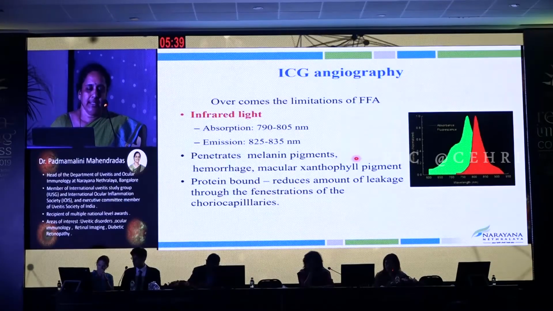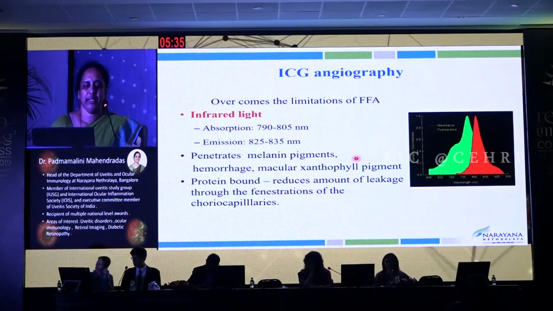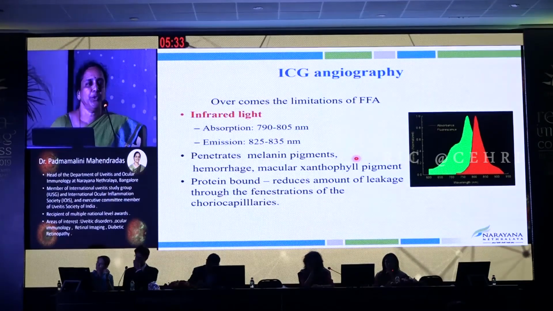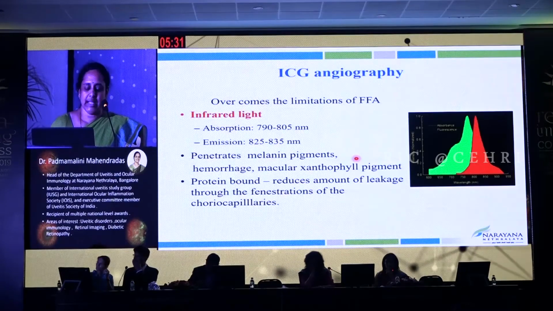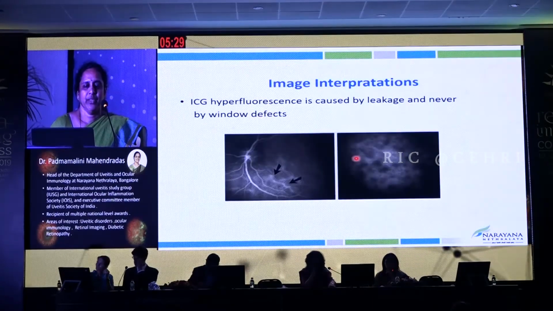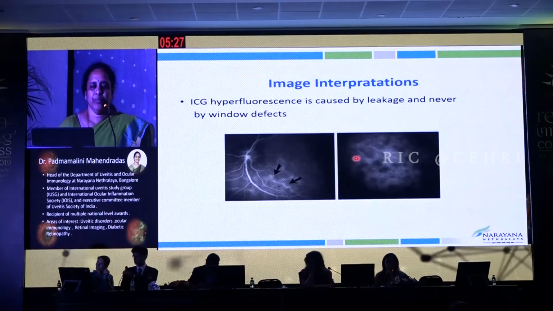Thanks for the invitation. ICG angiography uses infrared light. It overcomes the limitations of fundus fluorescein angiography. It can penetrate pigments and hemorrhage to study the deeper structures. The ICG dye is protein bound, which reduces the amount of leakage through the fenestrations of the choriocapillaris, so we can study the choroid in detail. What are the patterns we see?